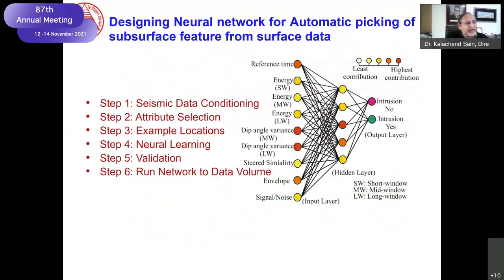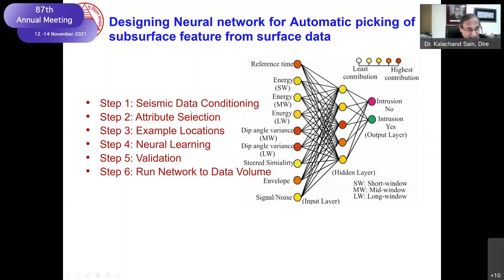And all of us know that in machine learning there are three important layers: the input layer, hidden layer, and the output layer. In the case of seismic interpretation, we need to design a neural network in such a way that it can automatically pick up the subsurface feature from the surface data. Definitely, we need to do certain processing steps before applying artificial intelligence. What are the steps? I have listed them on the left side: step 1, step 2, step 3, step 4, step 5, and step 6.